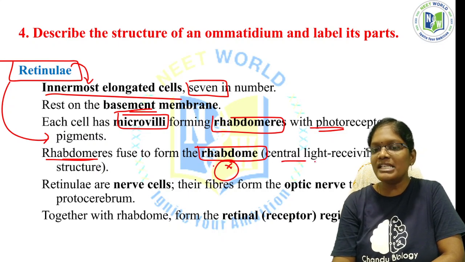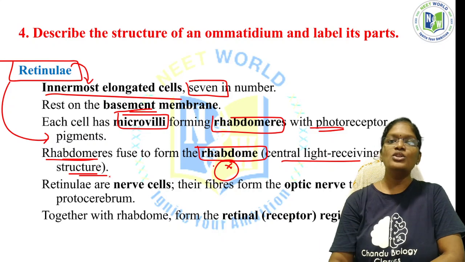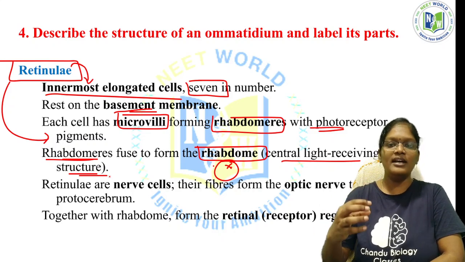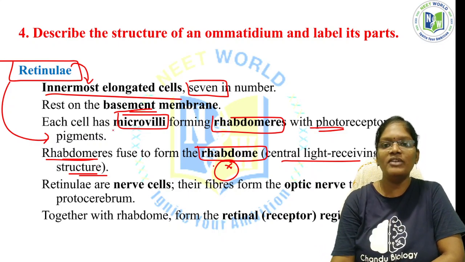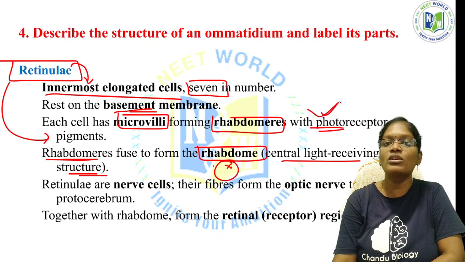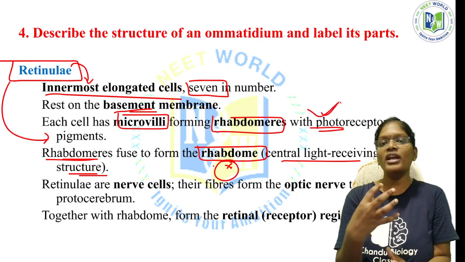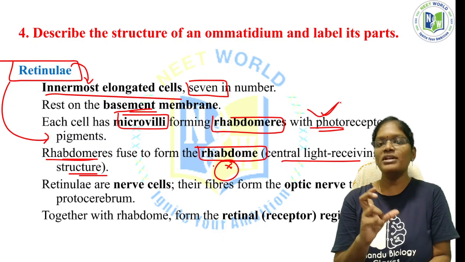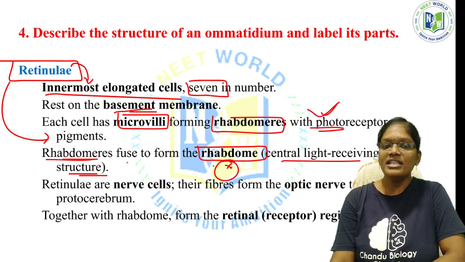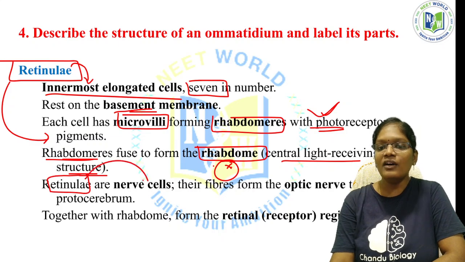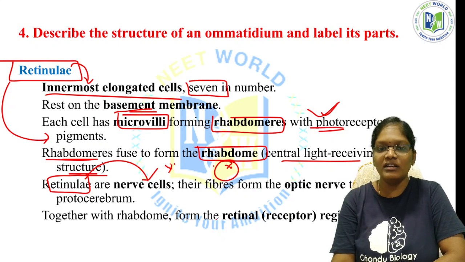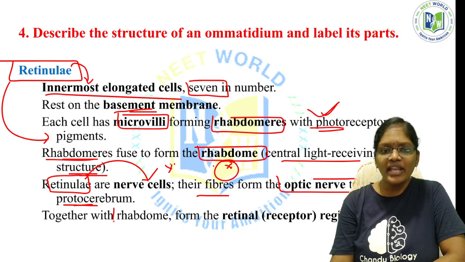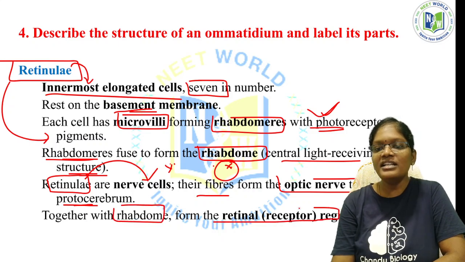The rhabdome is the central light receiving structure. The light enters through the cornea and is received by the retinulae, because the rhabdomeres have the photoreceptor pigments. Many rhabdomeres together form the rhabdome. The retinulae have nerve cells, and their fibers form the optic nerve to the photocerebrum. Together with the rhabdome, they form the retinal receptor region.